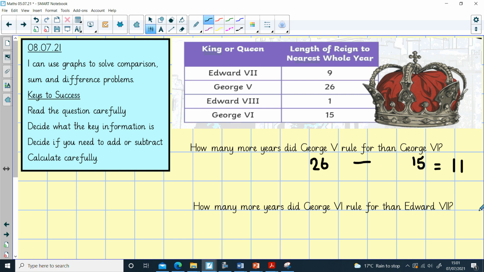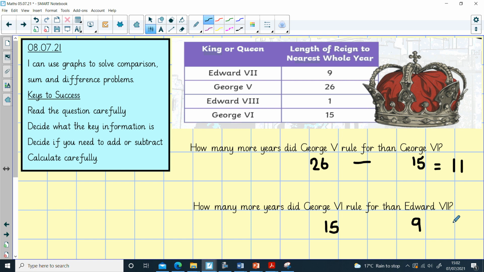Now I've got another question. How many more years did George VI rule for than Edward VII? So George VI was 15 years, and then Edward VII, have a look in the table for Edward VII. There you go, that's 9 years. And again, it's a finding the difference question. So what I'd like you to do is pause the video and work out the difference between 15 years and 9 years. Pause the video, work out the answer, and come back to me when you're done.